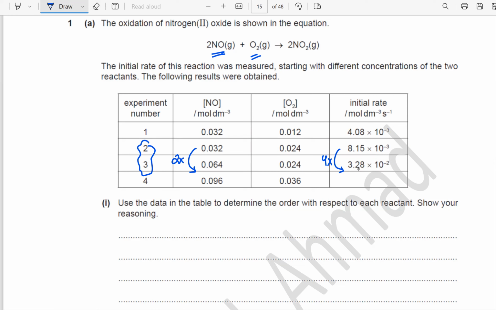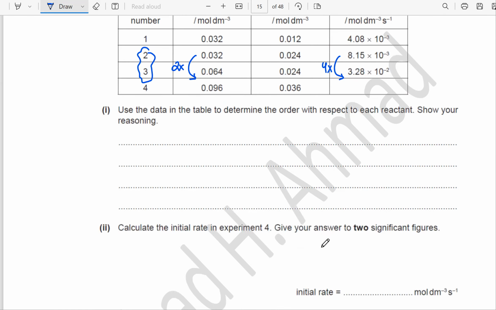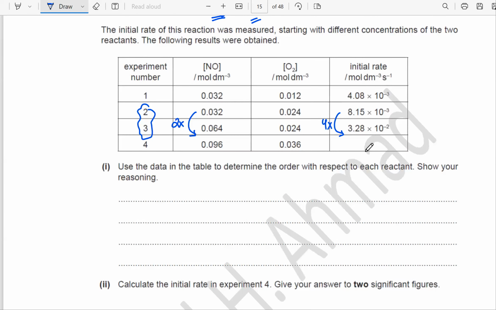Yes, sir. Based on that, now he's asking अगले part में ना calculate the rate in experiment number 4. So you figured out that this is order 2 and you figured out that this is order number 1, right? So ये जो experiment number 4 है, find out what the rate is for experiment number 4. How would you do that? Or directly, how would you figure out this one directly?